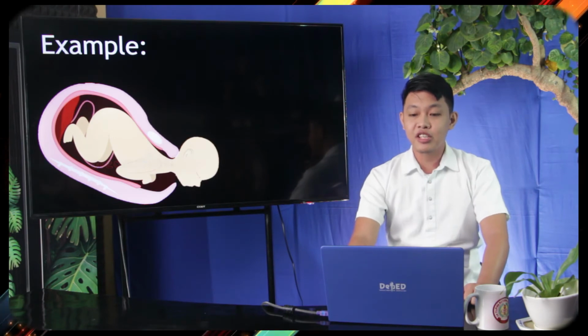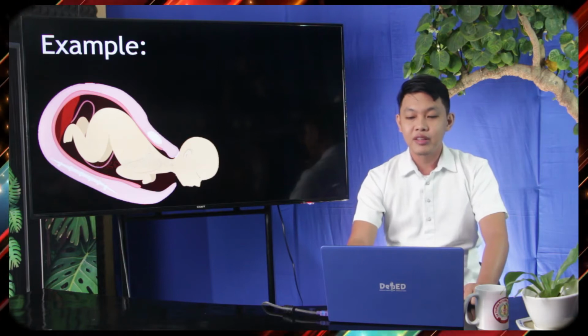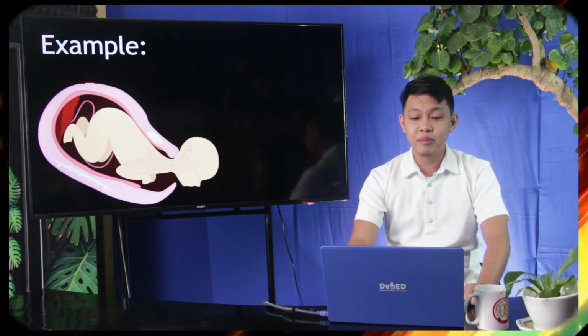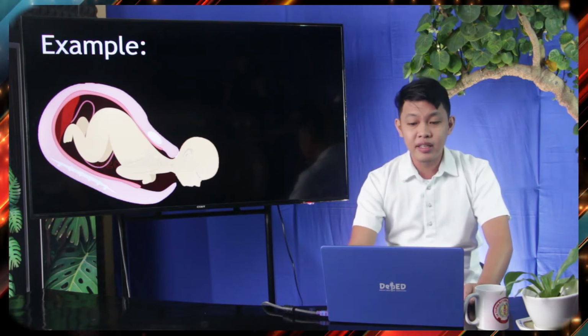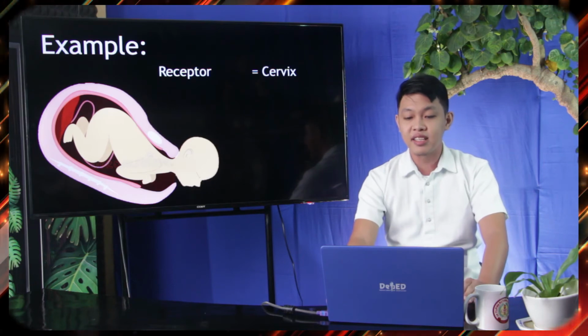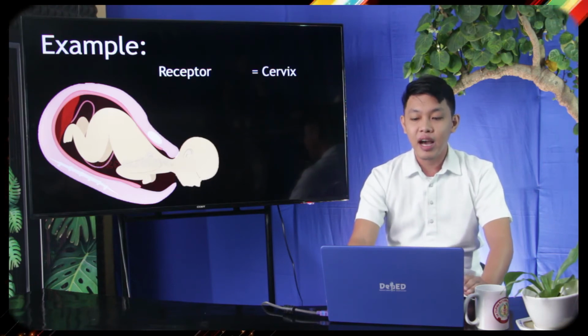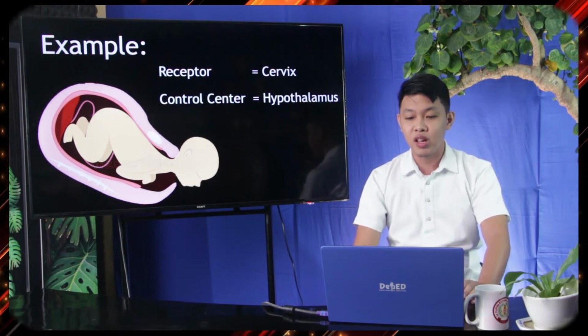From the latter discussion, we have childbirth as positive feedback. Now, what are the components of this feedback mechanism? The receptor will be the cervix. When the baby pushes the wall, it sends a signal to the hypothalamus. The hypothalamus now is our control center.